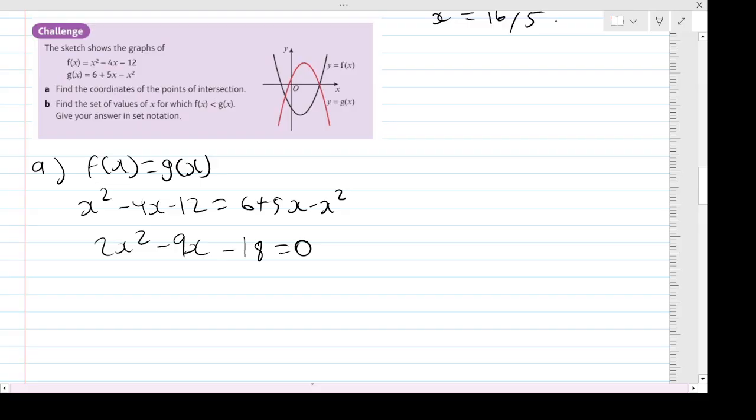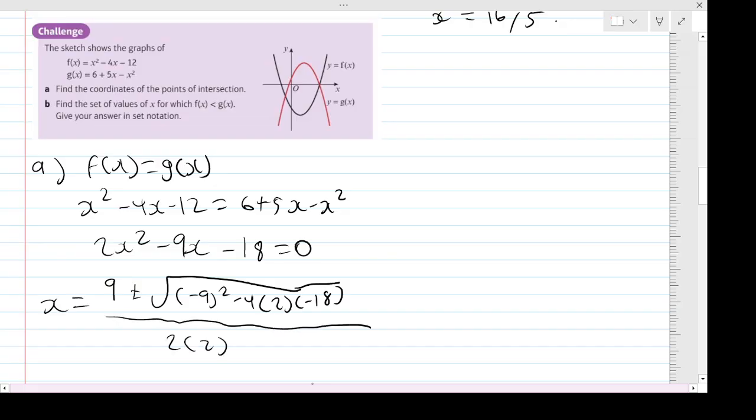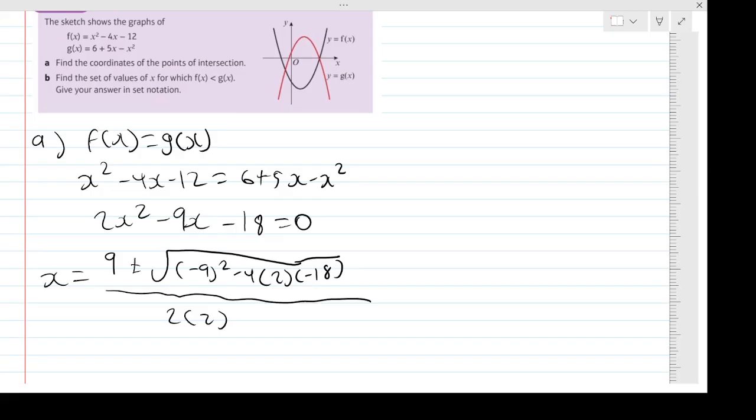I'm going to use the quadratic formula. I don't like this 2 in the x squared, and I can't be bothered to factorise it, if it even does. Let's just whack it in the calculator. So we have x is 9 plus or minus the square root of b squared, which is minus 9 all squared, minus 4 lots of 2, minus 18, all over 2 lots of 2. And that will give us our solution. So put that in a calculator, and you should get the answers.